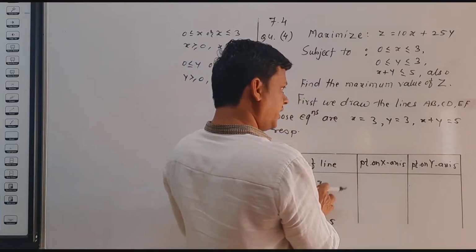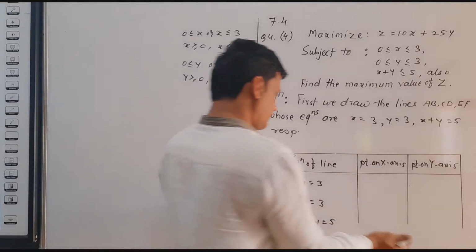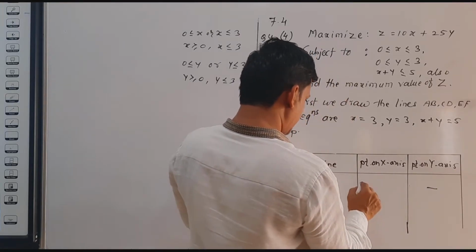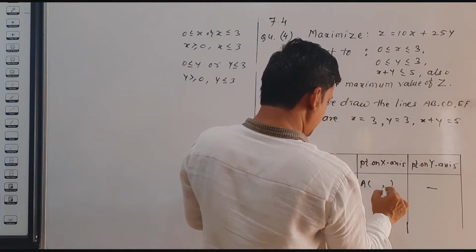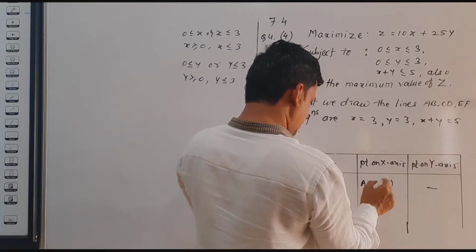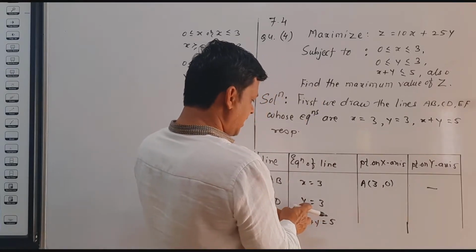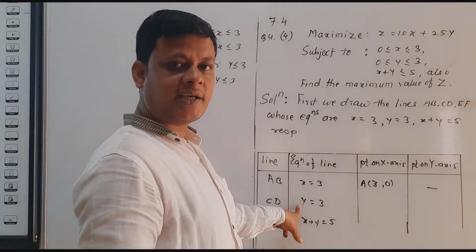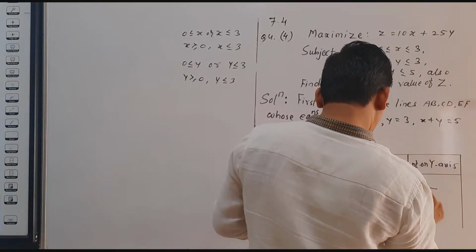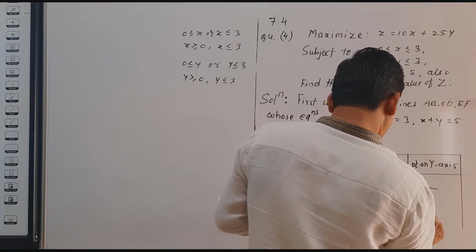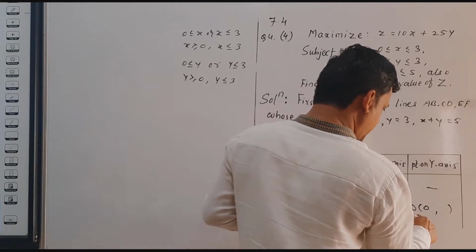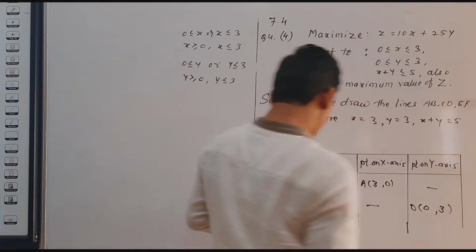So x equals to 3 is a line parallel to the y-axis. So we do not get a point on the y-axis. So we write the point on the x-axis as A, and on the x-axis the y coordinate is 0. So the coordinates of point A are 3, 0. Similarly, this line y equals to 3 is parallel to the x-axis. So we do not get a point on the x-axis. So on the y-axis we consider that point as D. On the y-axis the x coordinate is 0. So we get the coordinates of point D as 0, 3.